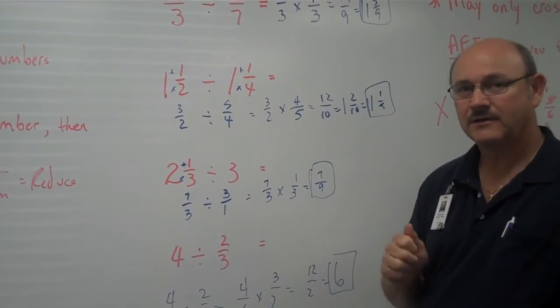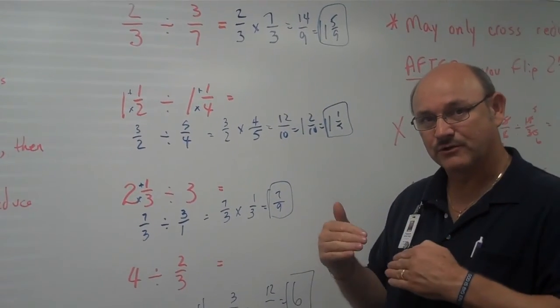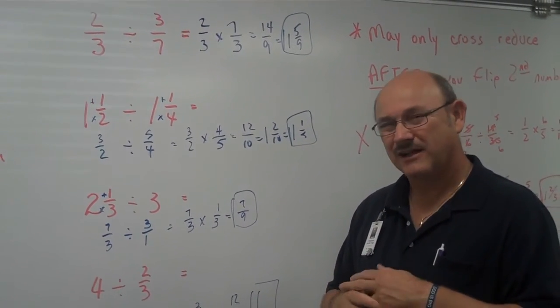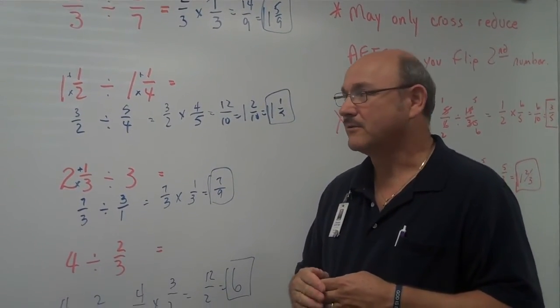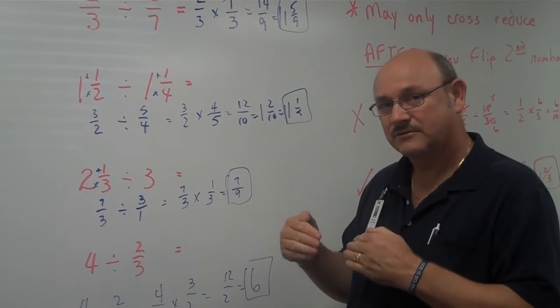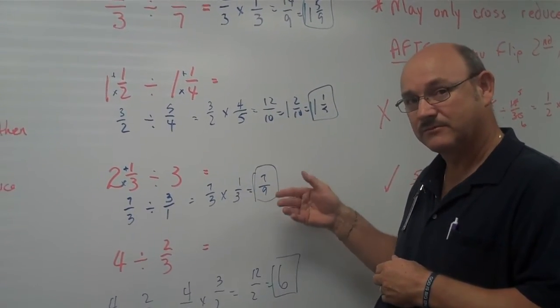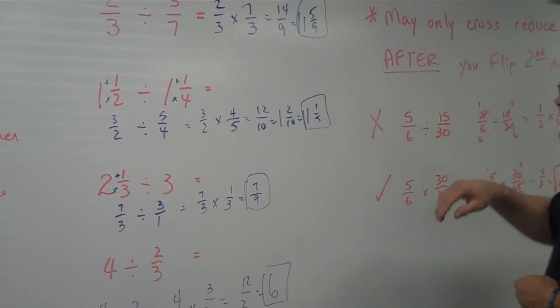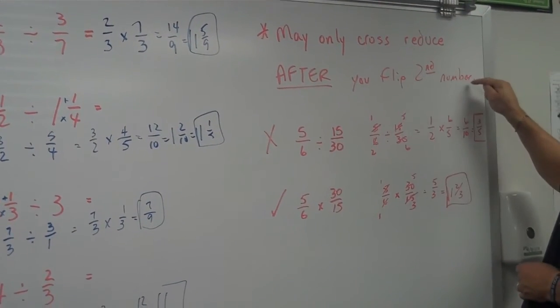One last note. Yesterday, when we were multiplying fractions and mixed numbers, we learned how to do some cross-reducing. You're probably thinking, will that work today, Mr. Jordan? Well, it will, but there's kind of an important thing you need to remember, and I almost wouldn't use cross-reducing today because it really gets a little more confusing than it needs to be. It's probably better to just top, top, bottom, bottom, and reduce. But we'll look at it real quick. You may only cross-reduce after you flip the second number.